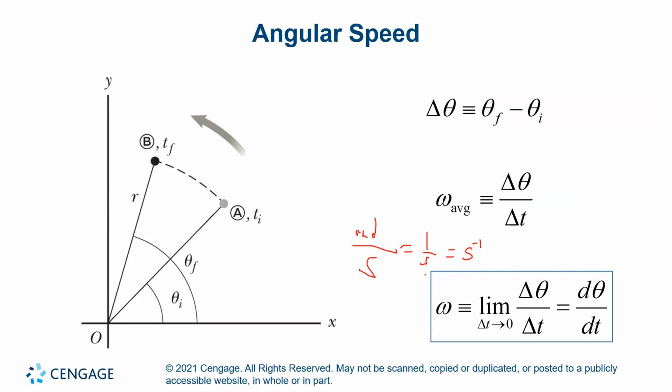So omega is positive when angular position is increasing, or counterclockwise. And if the angular displacement is clockwise, then that is a negative angular displacement, and at the same time, a negative angular velocity.